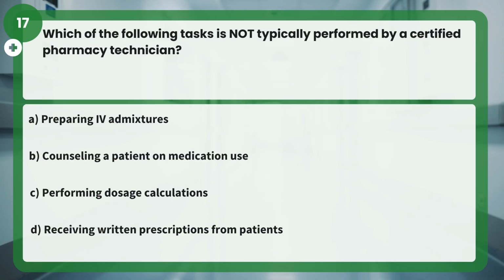Question 17. Which of the following tasks is not typically performed by a certified pharmacy technician? A. Preparing IV admixtures. B. Counseling a patient on medication use. C. Performing dosage calculations. D. Receiving written prescriptions from patients.